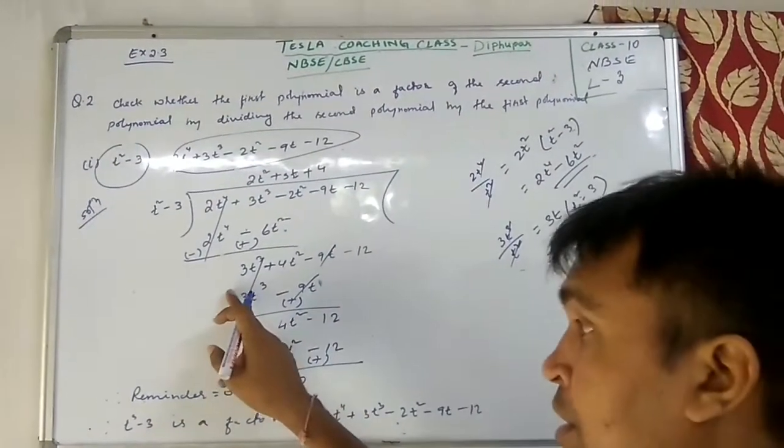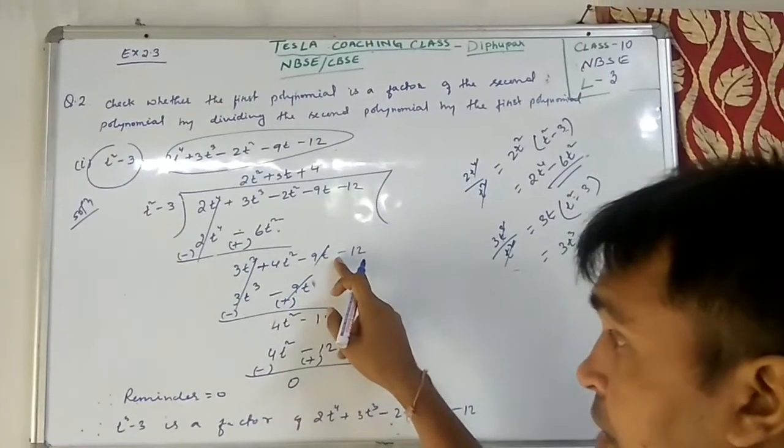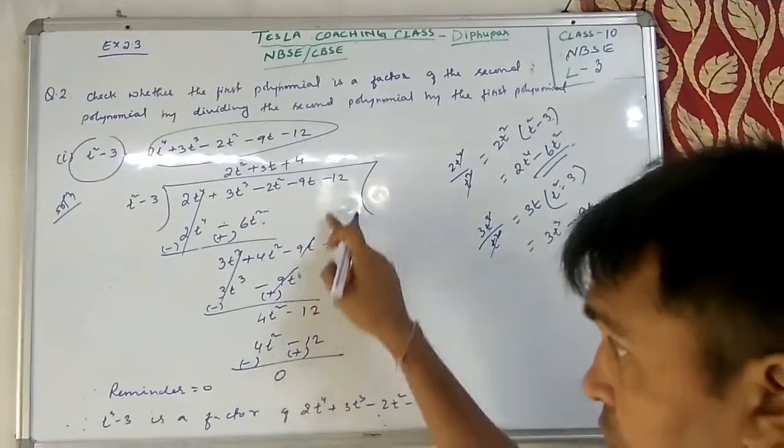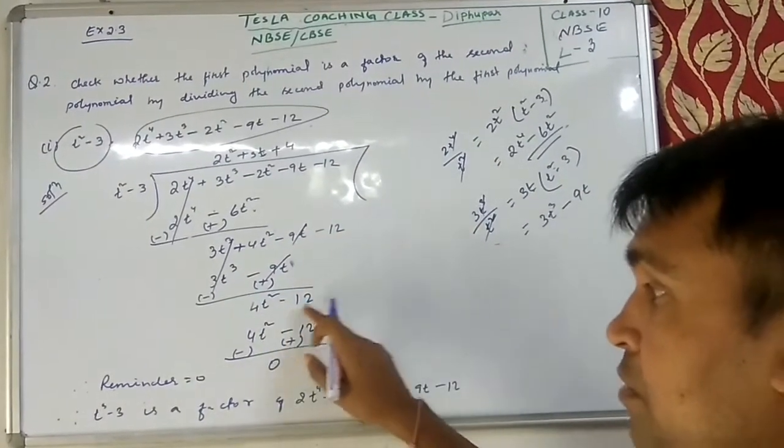So the sign will change, this is plus, so it will become minus, minus, plus. So cancel. Here it is minus t, and this one is becoming plus t. So cancel it. Now what is left? 4t square minus 12, 4t square minus 12.